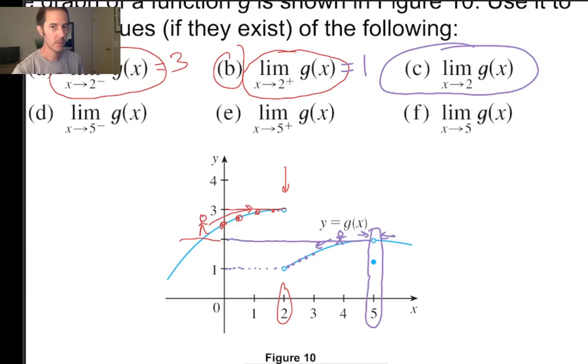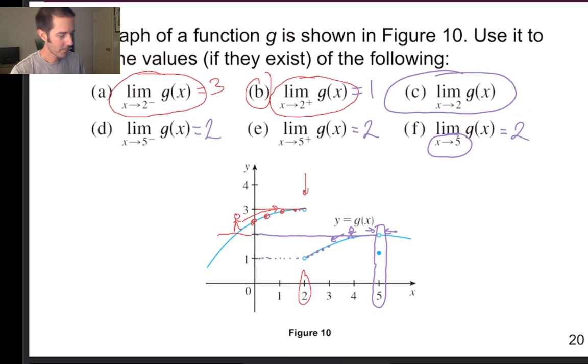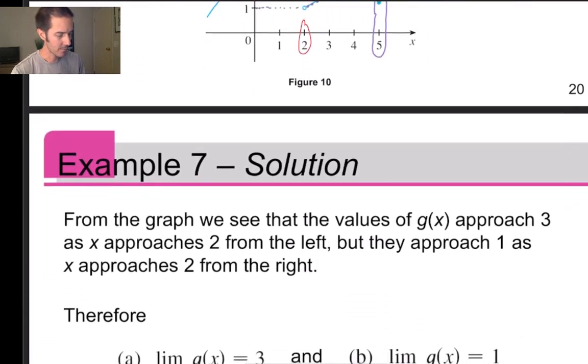Absolutely not. I only care what's happening when we're in the neighborhood of x equaling 5. Since our limit as we approach from the left is equal to 2, and the limit as we approached from the right was equal to a y value of 2, can we then safely say that the limit as x approaches 5 is equal to 2? Yes, we can. So that limit exists, and it's equal to 2.